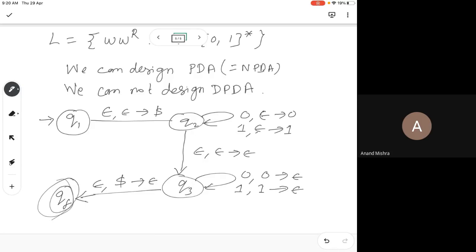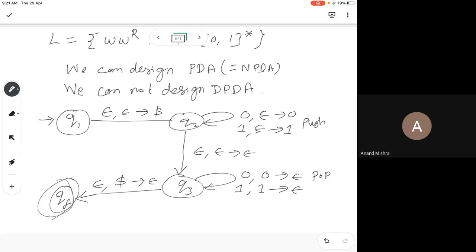This is the pushdown automaton for WW^R. What we are doing is pushing onto the stack: whenever there is zero, we will push zero, and whenever there is one, we will push one. But we know that there is a change. Whenever we finish W, after that we will jump to Q3, and in Q3 we will be popping. So this is pushing and this is popping.